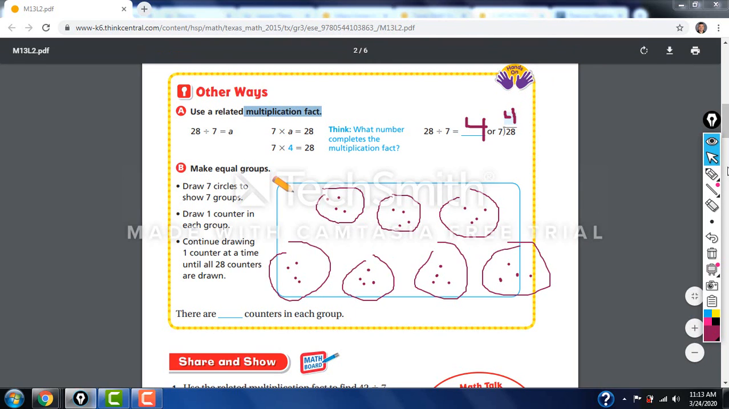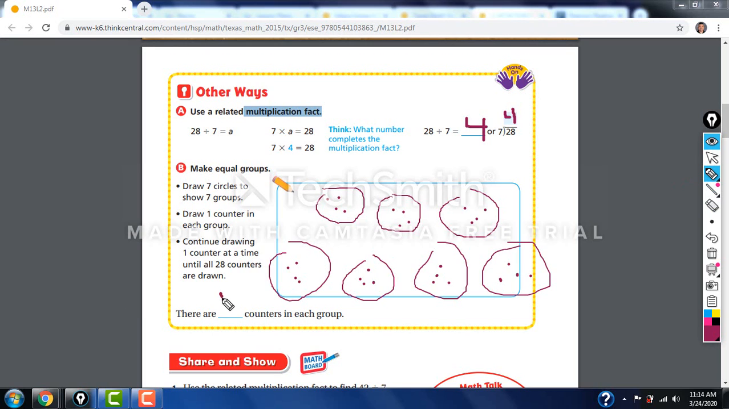On the previous question, we had 7 rows of 4. And in this one, we have 7 groups, and there's 4 in each group. So how many counters are in each group? I know you know the answers. Good job, Safina. Yes, there's 4. So this is just another way of using multiplication and using equal groups. So here are our equal groups.